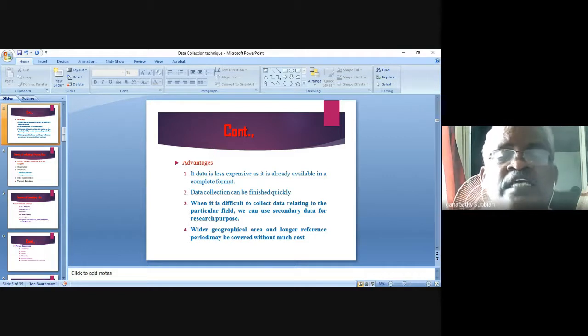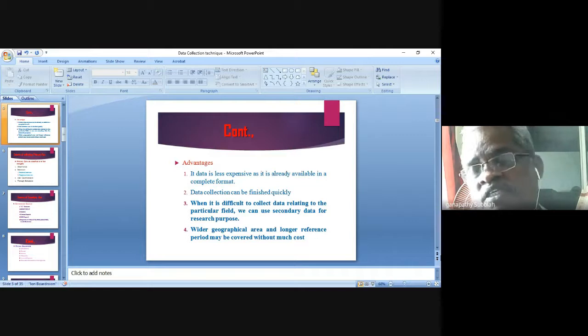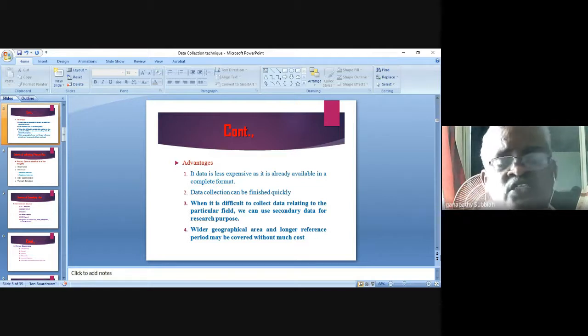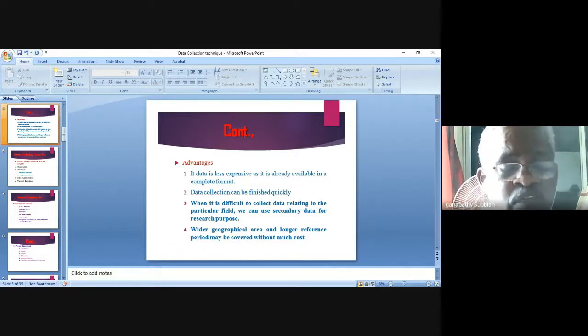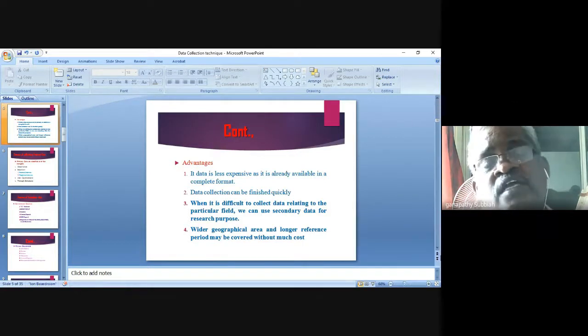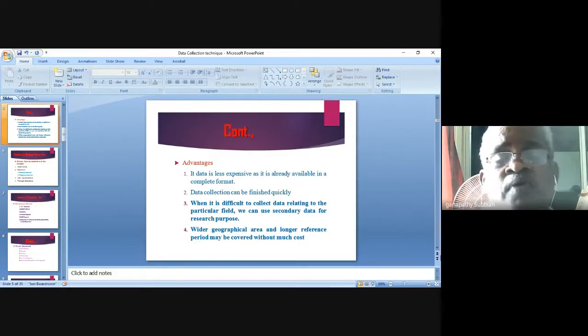The secondary data is less expensive as it is already available in a complete format. So it is in a structured format. It can be easily collected by the researcher from the government website or any other company website or any other agency website. All those data can be collected in a structured format. So that is the first advantage of the secondary data.